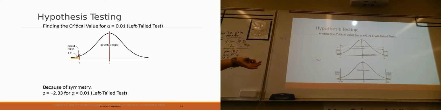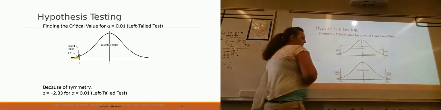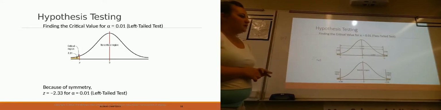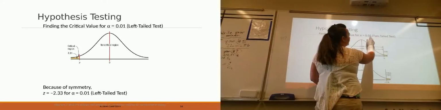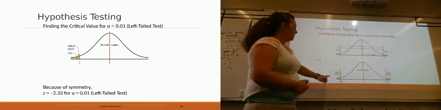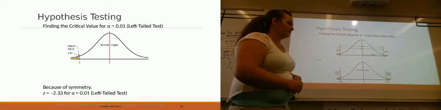The non-critical region is the in-middle piece. The critical region, where we're rejecting stuff, is that outer piece. In case you wanted to write this down, for a two-tailed test of alpha of 0.01, your z-score would be negative 2.58 and positive 2.58.